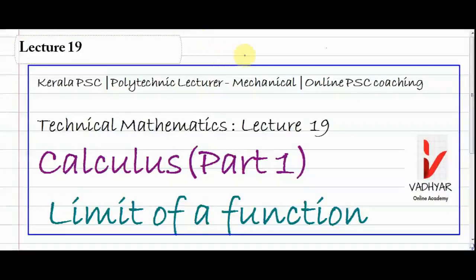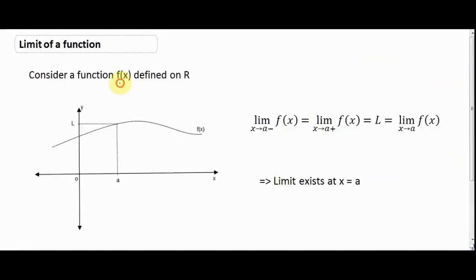At first, let's have a look at the definition of limit of a function. Suppose we have a function f of x defined on the set of real numbers capital R, and if we are plotting the curve of f of x on the xy plane, suppose we are getting a curve something like this, then a limit exists for the function f of x at the point x equal to a, provided f of x satisfies this condition, that is limit x tends to a minus f of x is equal to limit x tends to a plus f of x equal to L.